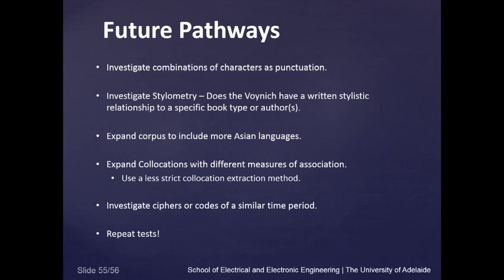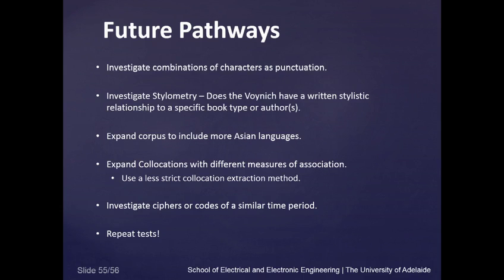And some future pathways that we came up with. You can investigate the combinations of characters as punctuation. Based on research, we've seen that others have found that a particular combination of characters appears at the end of a line. This may be representing an end-of-line punctuation character.